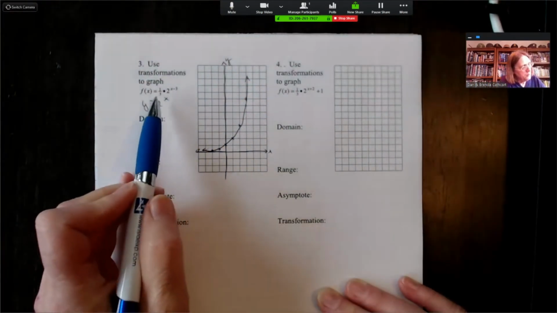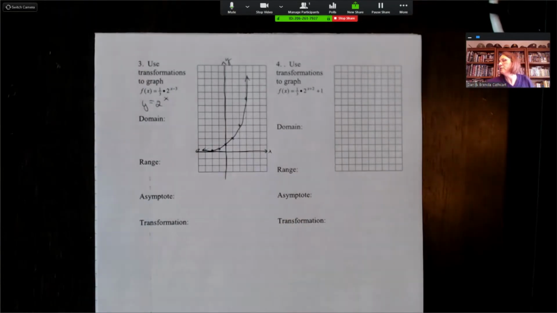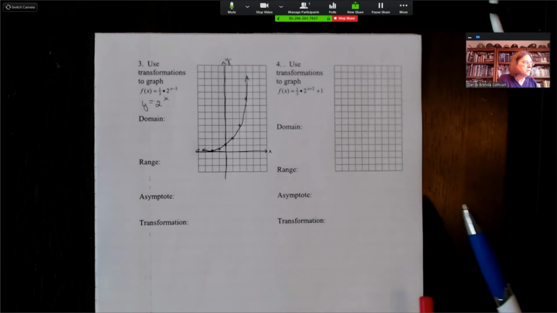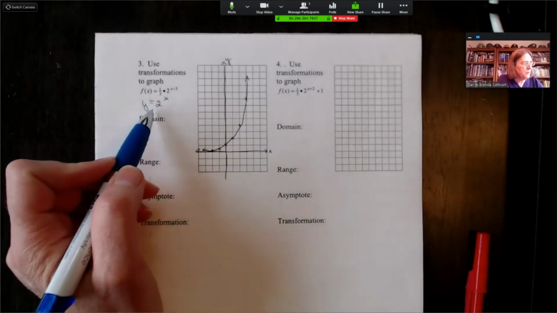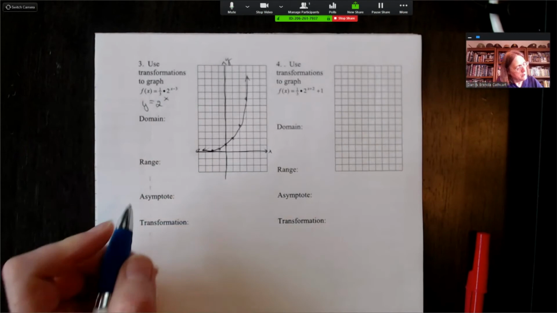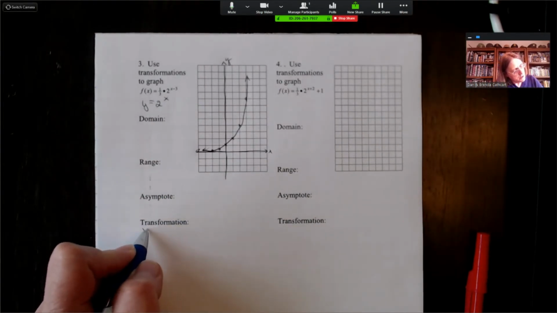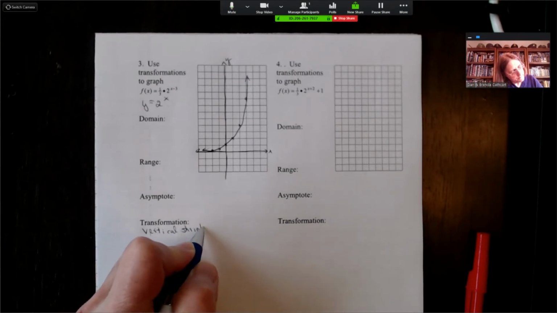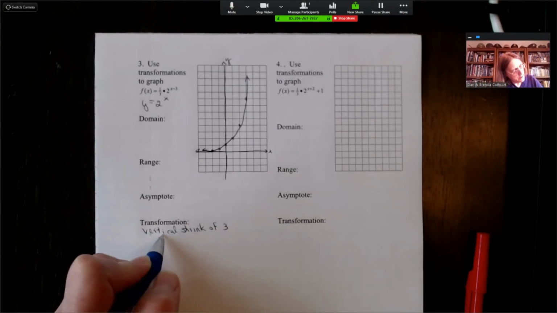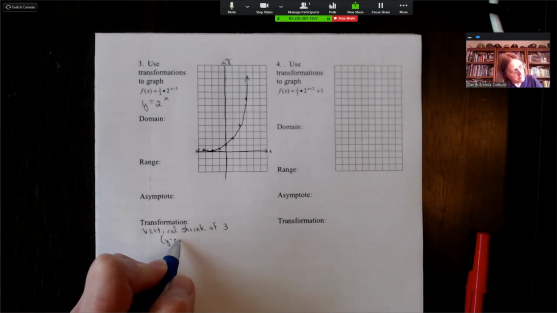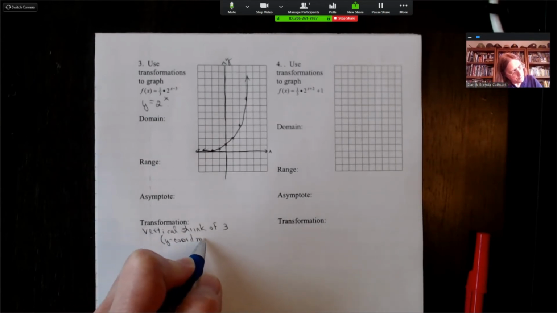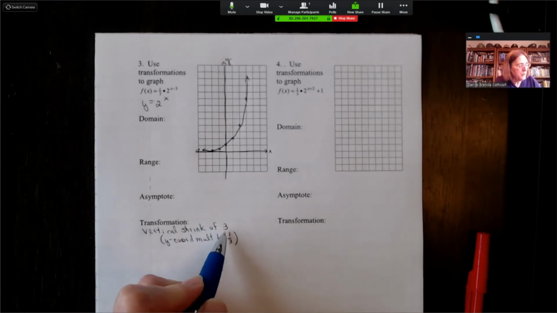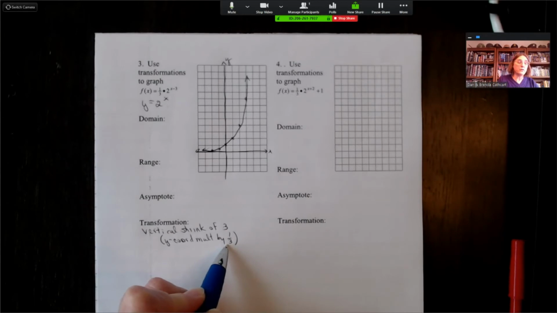Okay. Now, what is 1/3 going to do to all of these points? Well, the 1/3 is going to multiply all of the y coordinates by 1/3. So our first transformation is a vertical shrink of 3. That is, all the y coordinates are multiplied by 1/3. A shrink of 3 is a multiplication of 1/3.